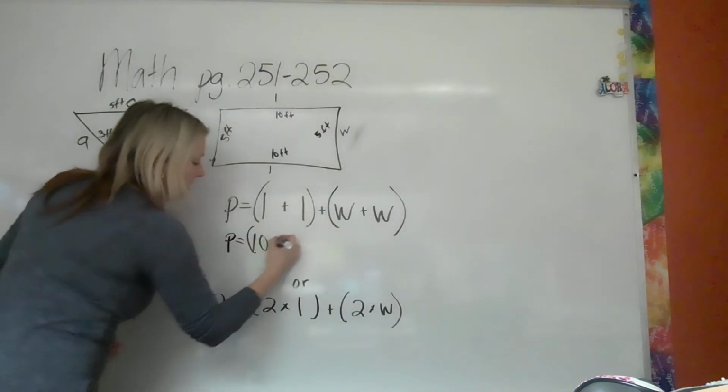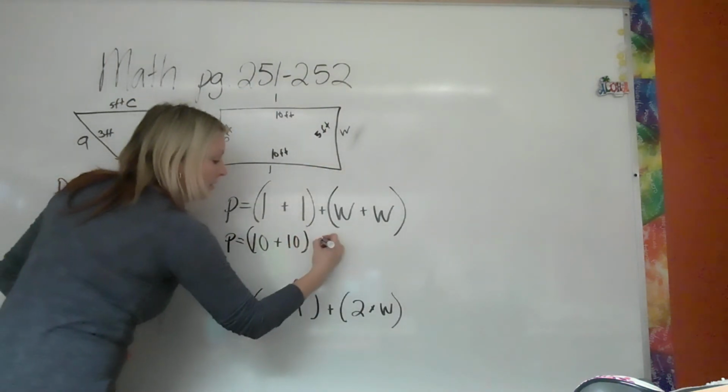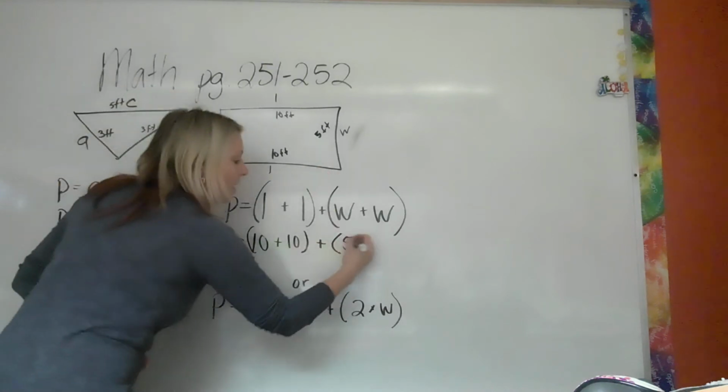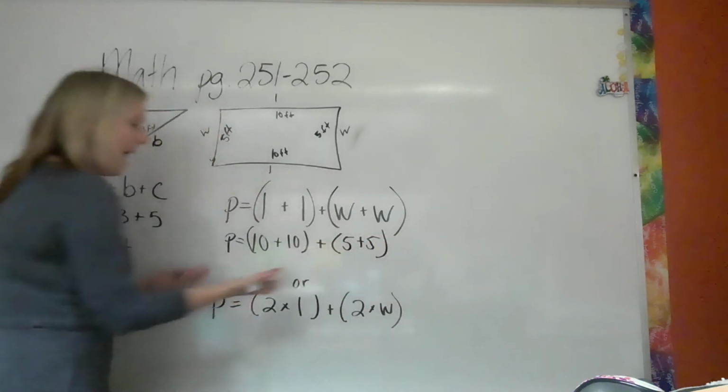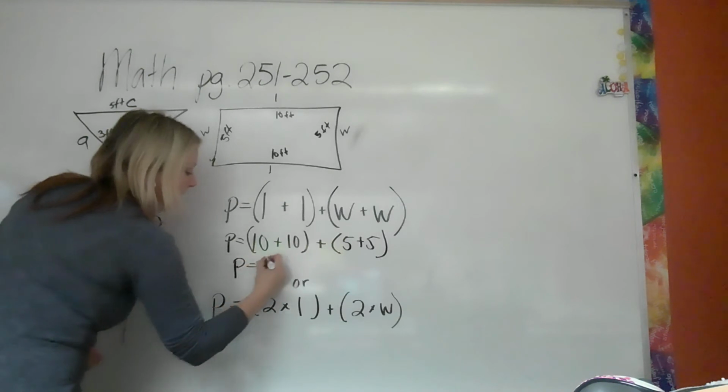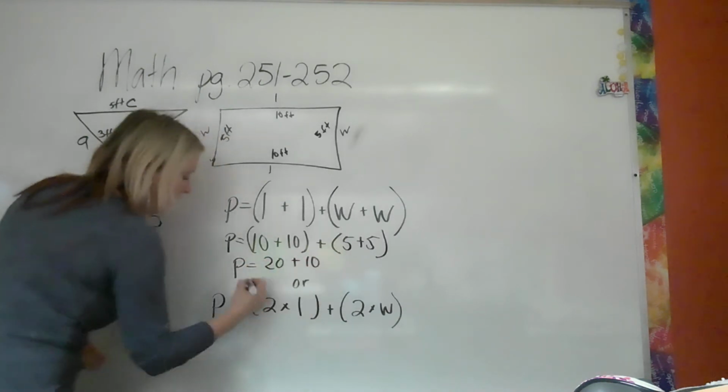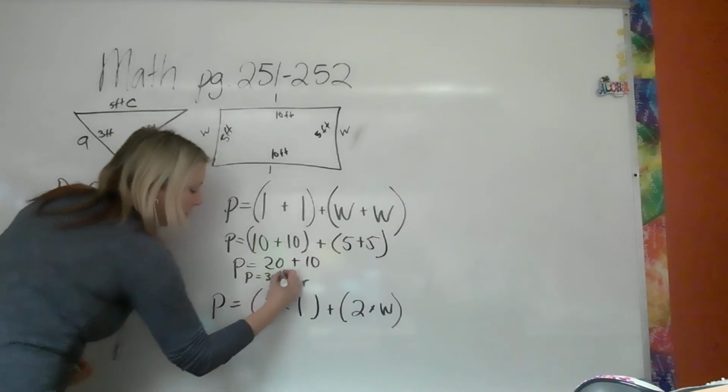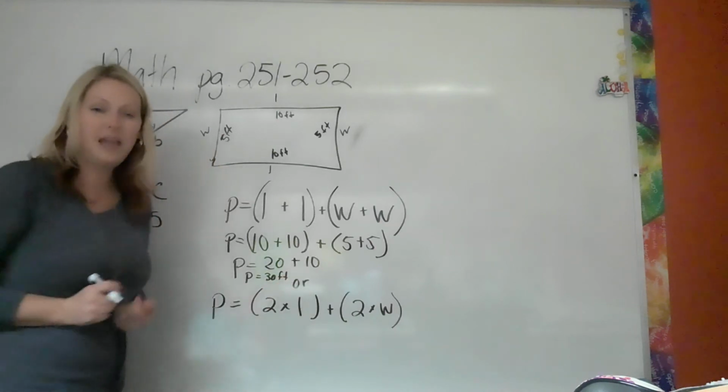P equals 10 plus 10. Then I have 5 plus 5. And then I would add that up. P equals 20 plus 10, which means P equals 30 feet, right? See how we did that?